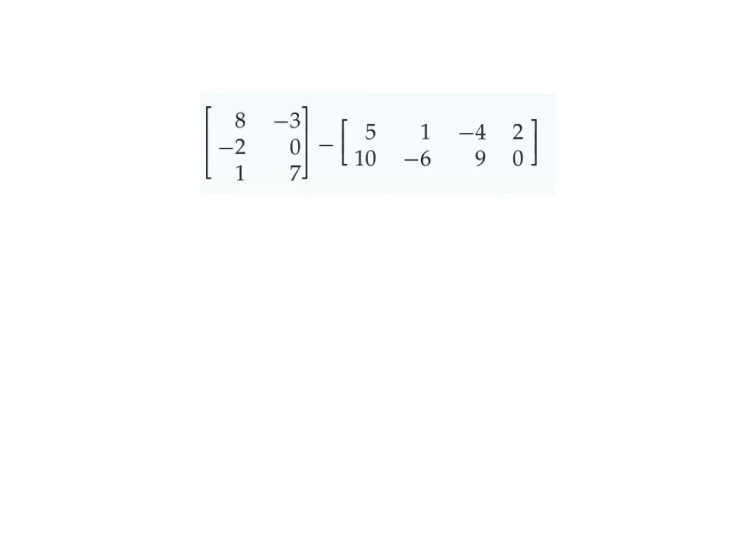In the next one, we have a 3 row, because 1, 2, 3 rows, 2 columns, so 3 by 2, and then a 2 row, 4 columns. So these are not the same size, so they cannot be subtracted. So this would be undefined.